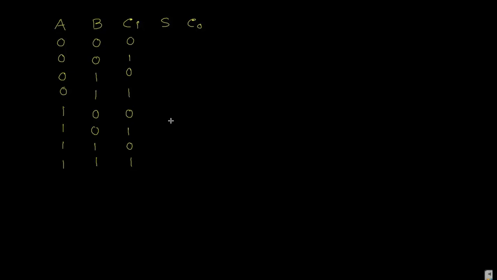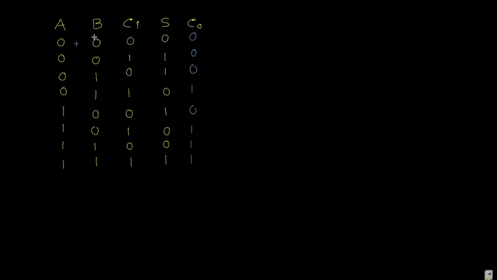The output S is 0, 1, 1, 0, 1, 0, 0, 1, and the carry is 0, 0, 0, 0, 0, 1, 1, 1. Just take A plus B, and whatever the answer is, that is added with Ci, then you can get S. And if there is carry, then carry becomes 1, and if there is no carry, carry becomes 0. That is A plus B.